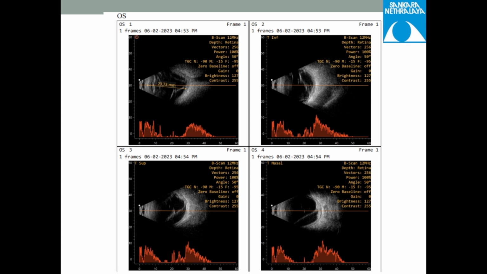And what else would you like to see in such trauma cases? What else should you look for, which is not there in this case, but what else do you look for?